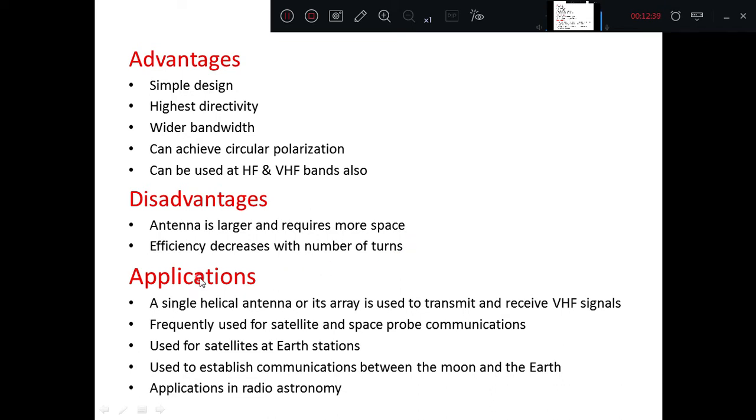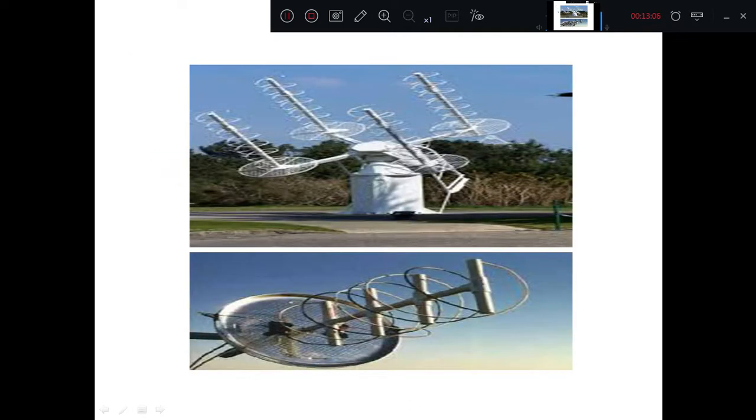Applications: a single helical antenna or its array is used to transmit and receive very high frequency signals. It is frequently used for satellite and space probe communications, for satellites at Earth stations, and to establish communications between the moon and the Earth. It is also used in radio astronomy. So these are some advantages, disadvantages, and applications, right?